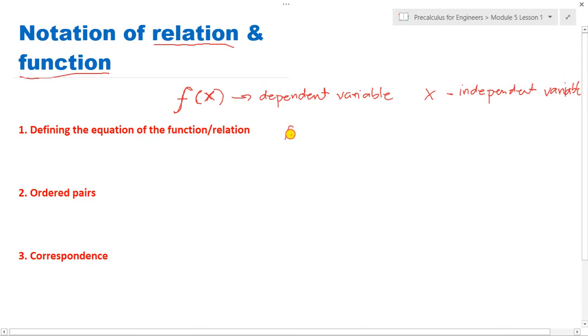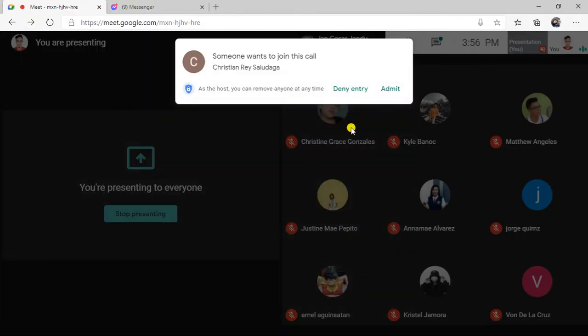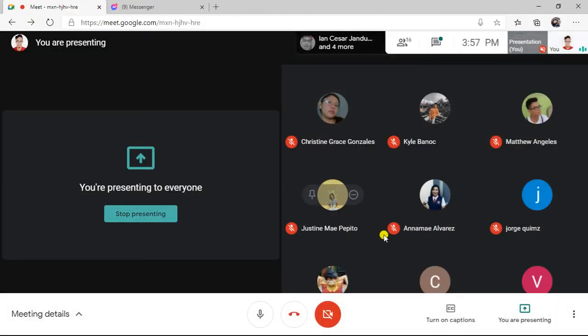So f of x can be written as y because the two of them represent the dependent variable. So kaning duha, f of x, or you can just write y. But not only f of x, you can also write here g of x. You can also have here h of x. All of them denote your dependent variable. So it's up to you, class.